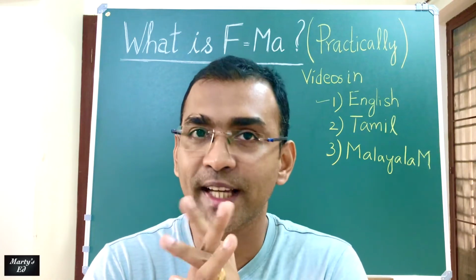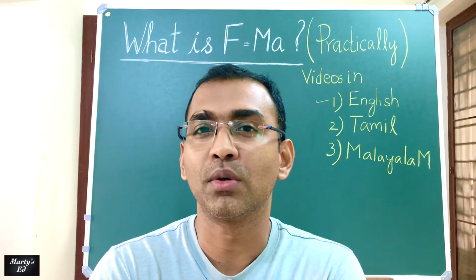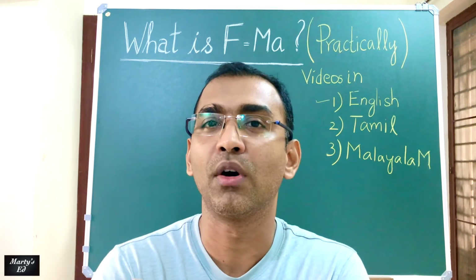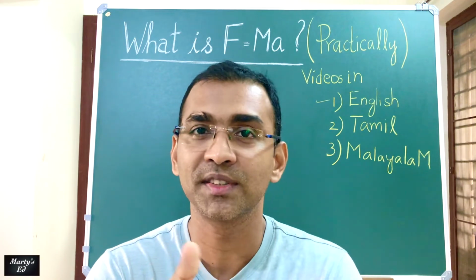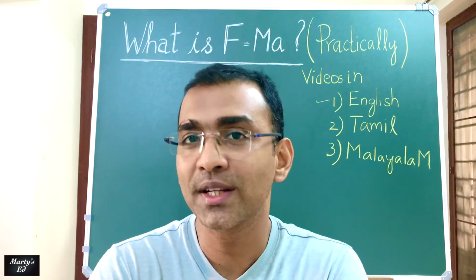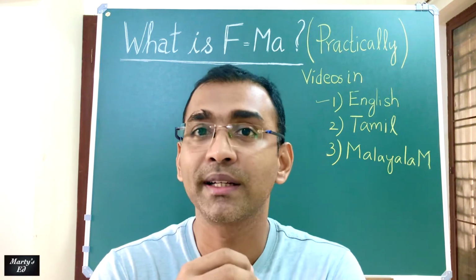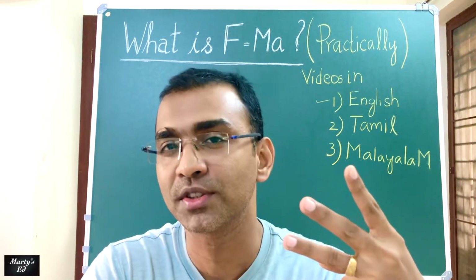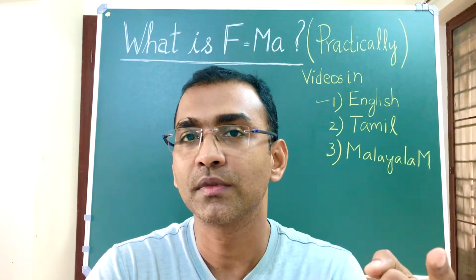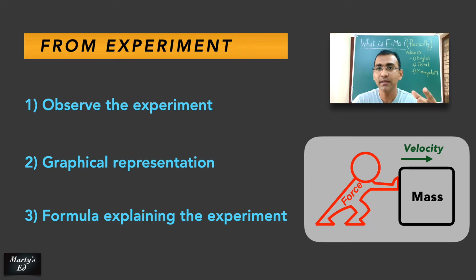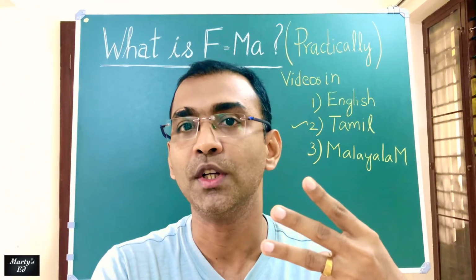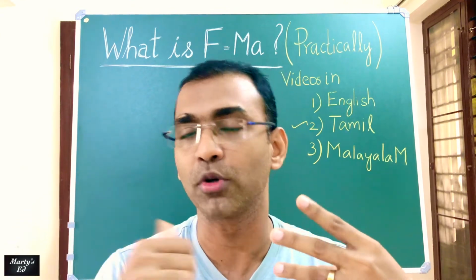Okay, you have seen the experiments. You would doubt what this simple experiment would mean, or how you can explain F is equal to ma from these simple experiments. So in order to make you understand what F is equal to ma is in a practical way, I'm going to make you go through a three-step process. The first process is to observe whatever you saw in the experiment, the second process is graphically representing whatever you observed from the experiment, and the third process is how to represent the whole graphical representation as a formula. As you watch the video, you will understand the whole process.